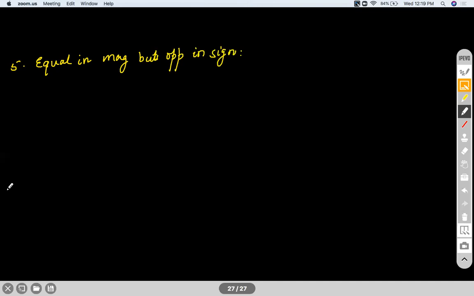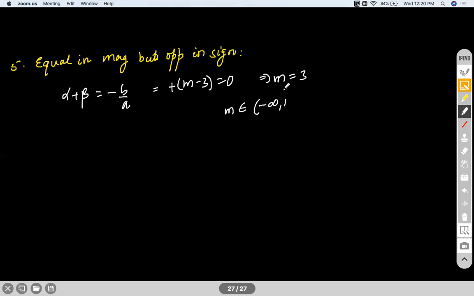Let's substitute and see. Sum of roots alpha plus beta should be zero, right? So minus b by a, so m minus 3 by 1 is equal to 0. But at the same time, it must be real also. So it should lie in this interval, and 3 doesn't lie in this interval. So the answer is no such M exists.